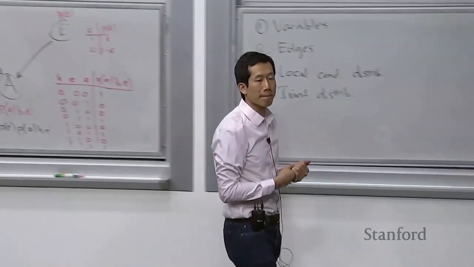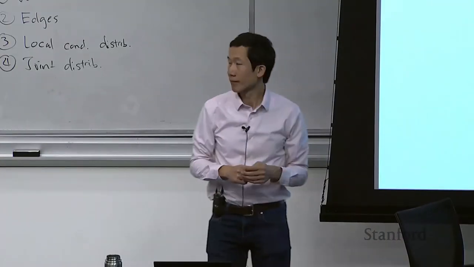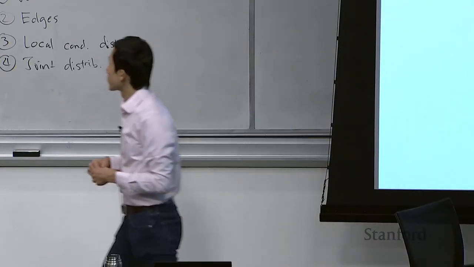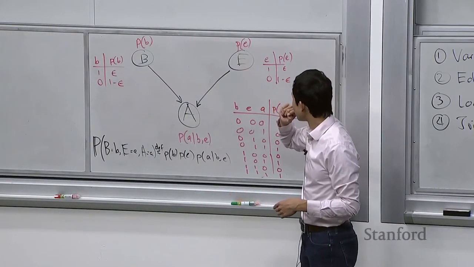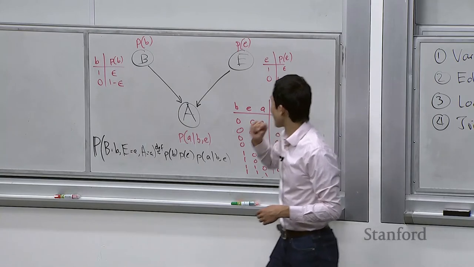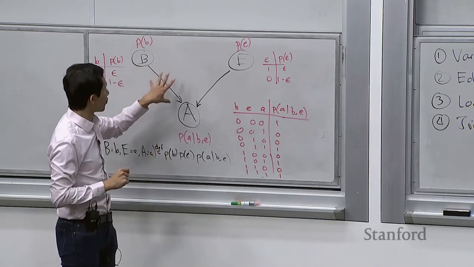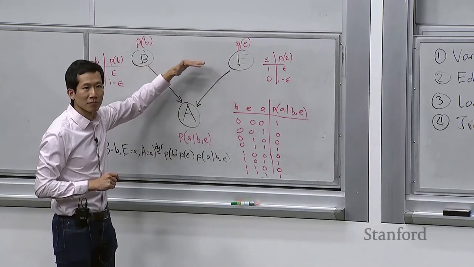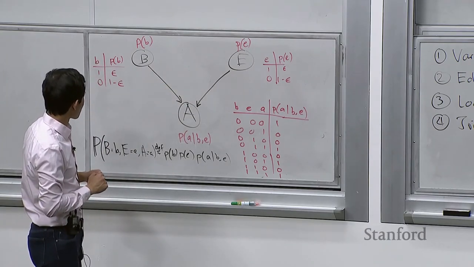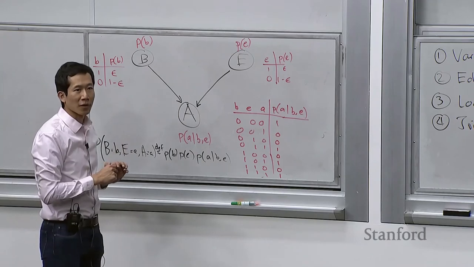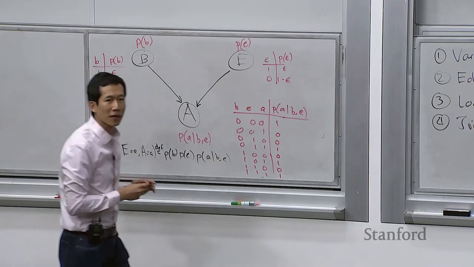Yeah, question? So the question is, are we assuming B and E are independent here? So let's see, how do I answer that? Yes, in this one, B and E are independent. I'll show you a little bit further how we can see that more clearly.